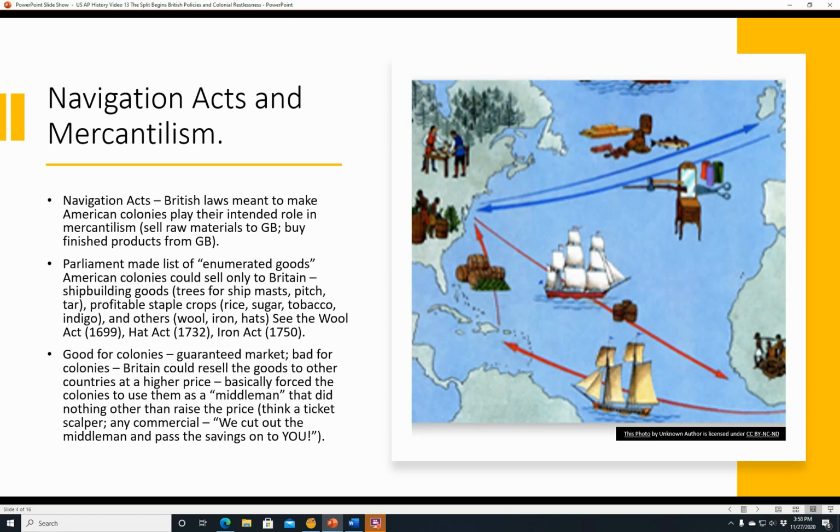And think of any commercial you've ever seen on TV, you know, especially a store that calls itself a warehouse. Come on down to whatever warehouse. We cut out the middleman and pass the savings on to you. So that's what we're talking about here.